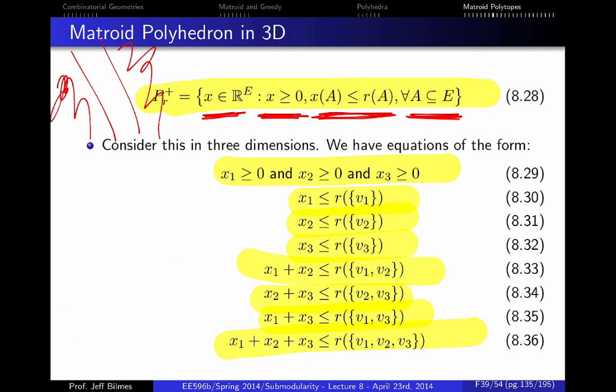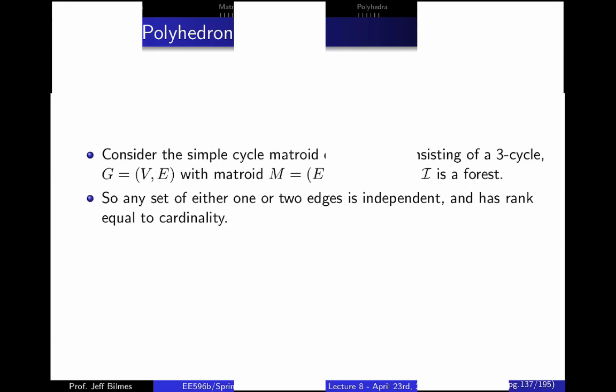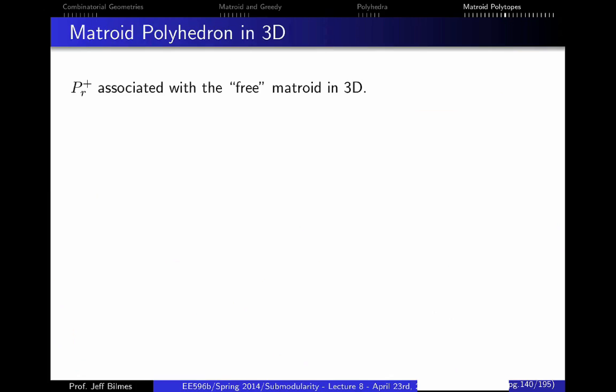But remember, any normalized modular function, namely normalized in the sense that x of the empty set is equal to 0, you can think of as a point in R^E. Right? Any point in R^E is a modular function, right? And it's coordinatized by essentially the elements, by the dimensions. Okay. So you can talk about a polytope of modular functions, if you will.